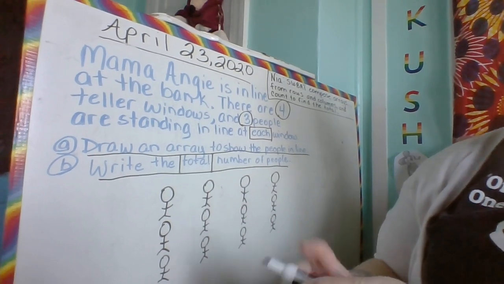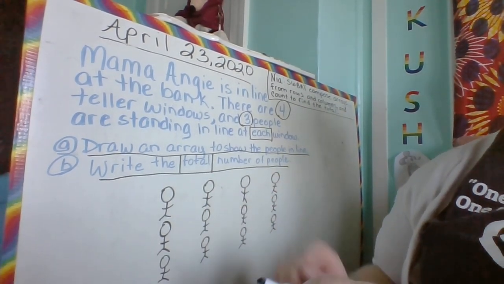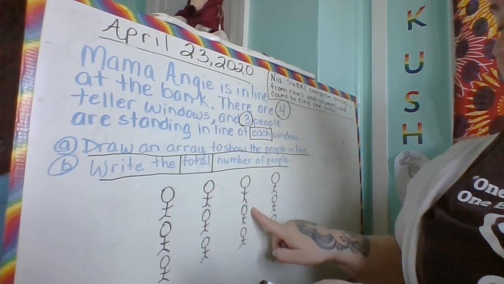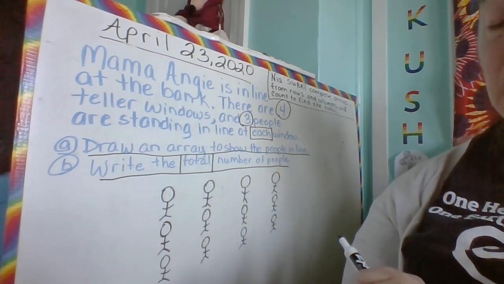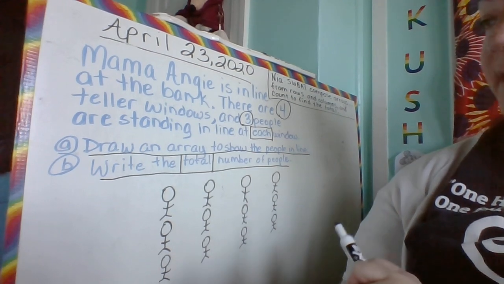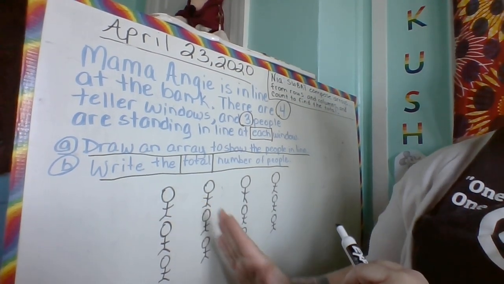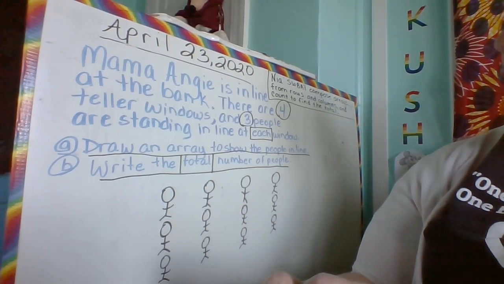All right, so I have 1, 2, 3, 4 teller windows. 1, 2, 3. 1, 2, 3. 1, 2, 3. 1, 2, 3 people in each line. So that has answered part A. Draw an array to show the people in line. Here are my people in line. Now it says write the total number of people.